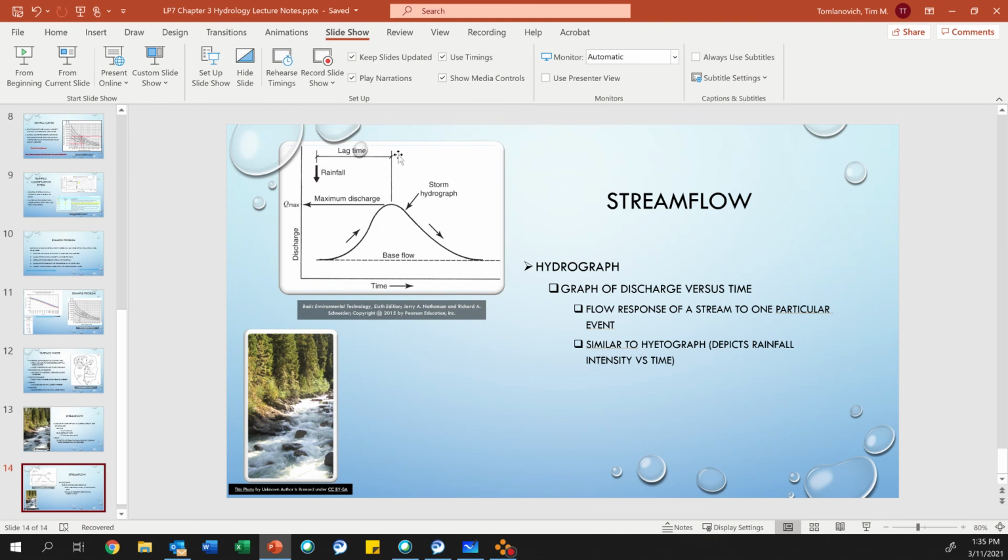This is called lag time. So as soon as that water hits the stream, how much time does it take to get to a maximum discharge before it starts depleting off? Okay, so this is the Qmax term that we need to design for. They call that lag time. Okay, so that's another terminology.